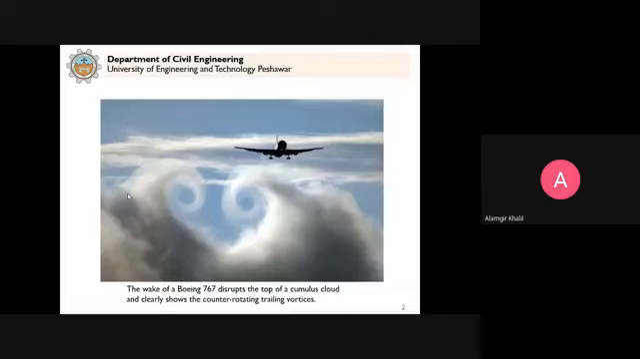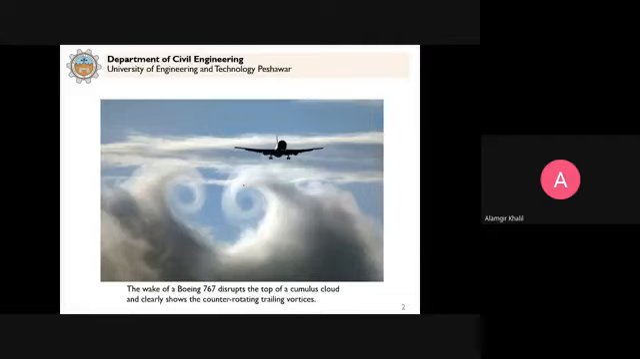cumulus cloud and clearly shows the counter-rotating trailing vortices. So in this case, you can see that when this aeroplane moves through the air, you can see the behavior. Clear? And now in fluid mechanics, when a body is moving through a fluid, for example, here an aeroplane moving through the air, and we have clouds there, or if a fluid is moving past an object, so this is treated similarly. Clear?